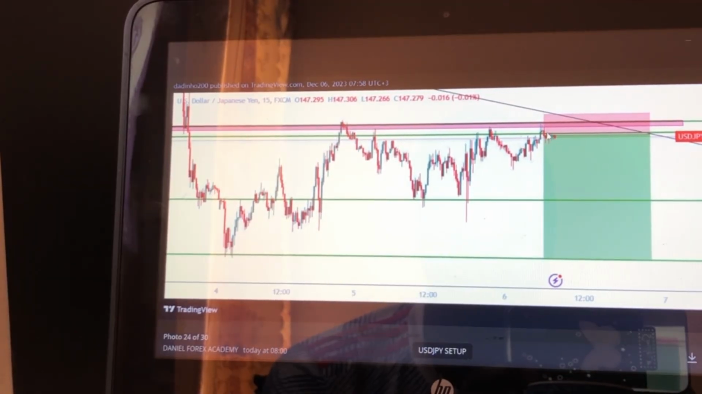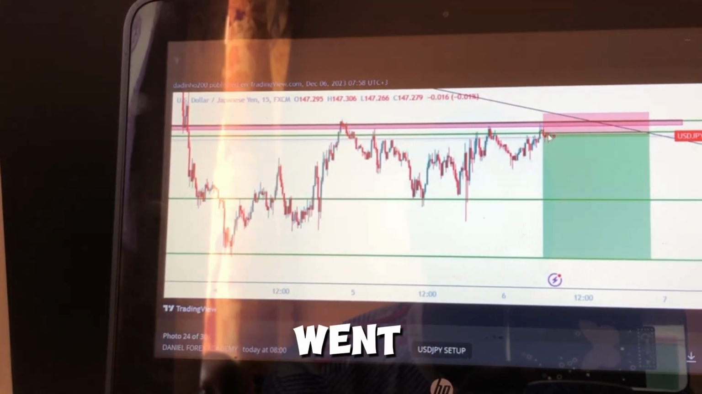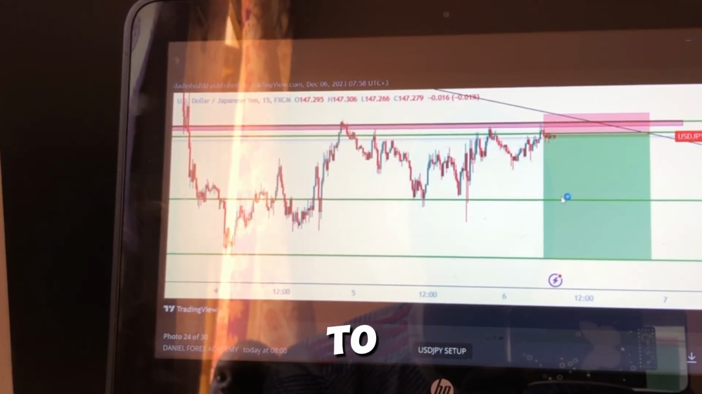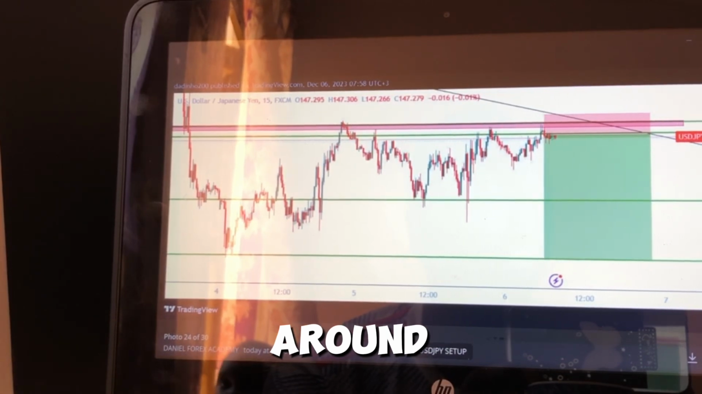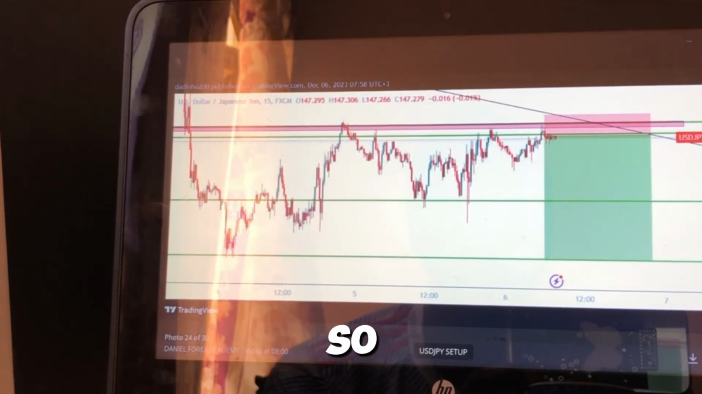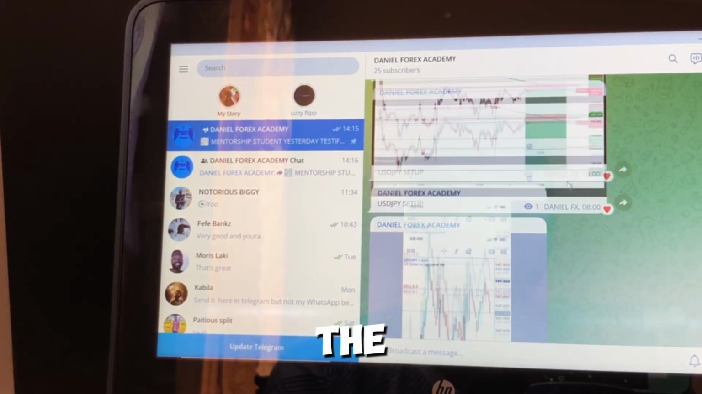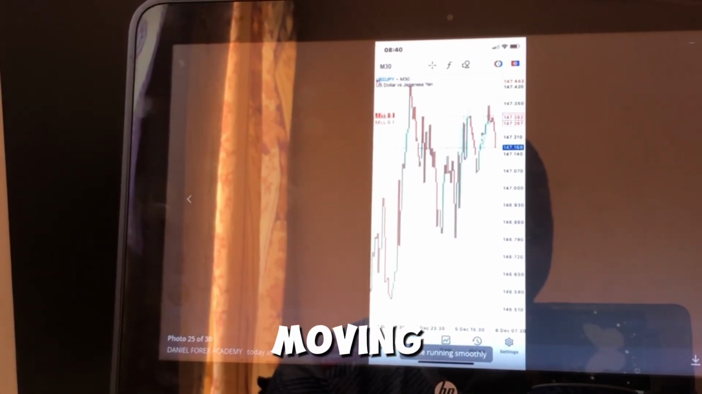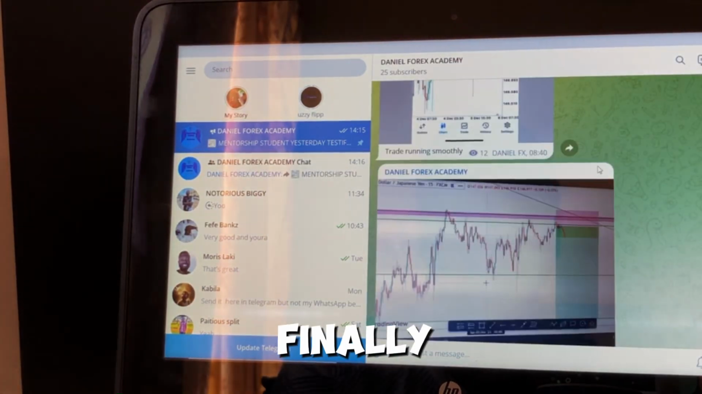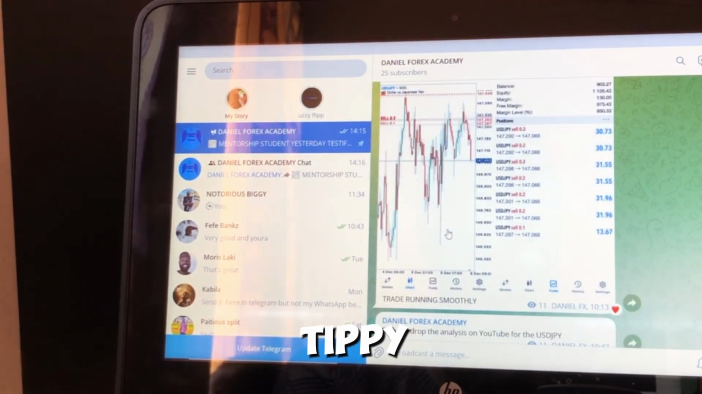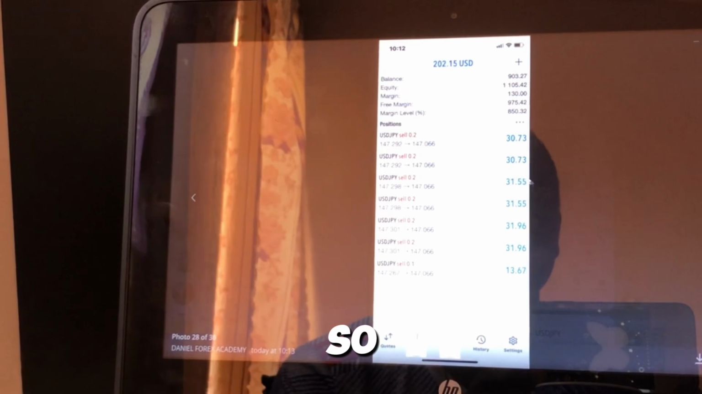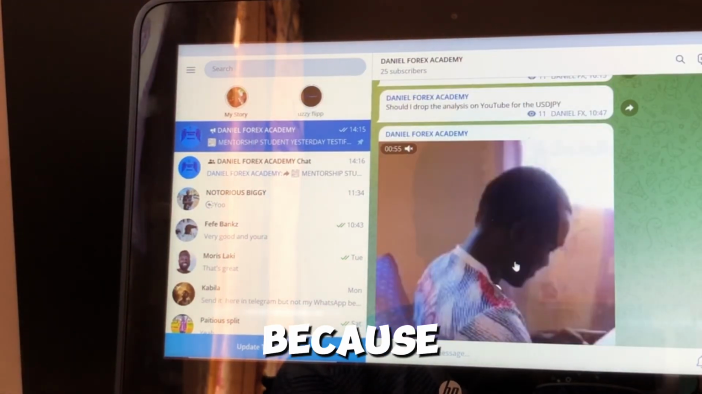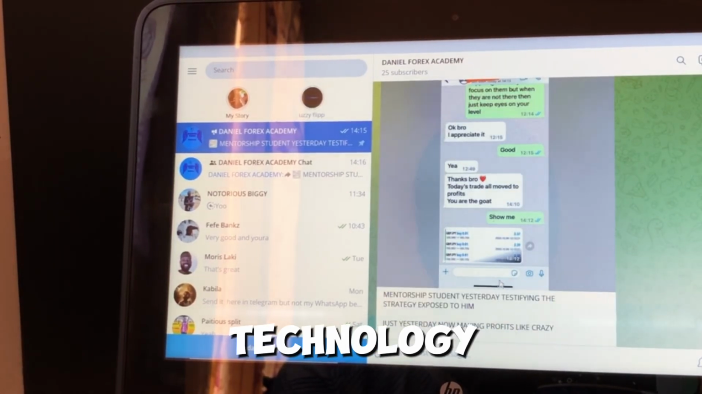If you look critically in the photo which I took, the market went to that minor resistance which I talked about before pulling off all the way to some level here around 146.781. So this is where I executed the trade, and I also showed them when the market started moving. I also showed them, and then finally when the market almost hit TP, man. So this is where I managed to flip this account a little bit because of the technology there, bro.